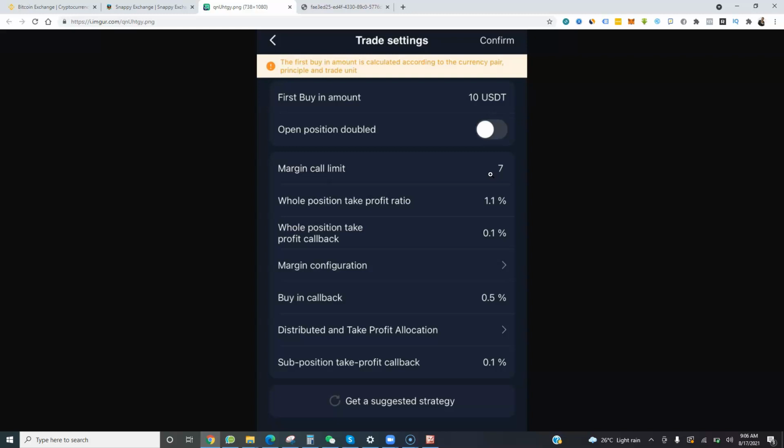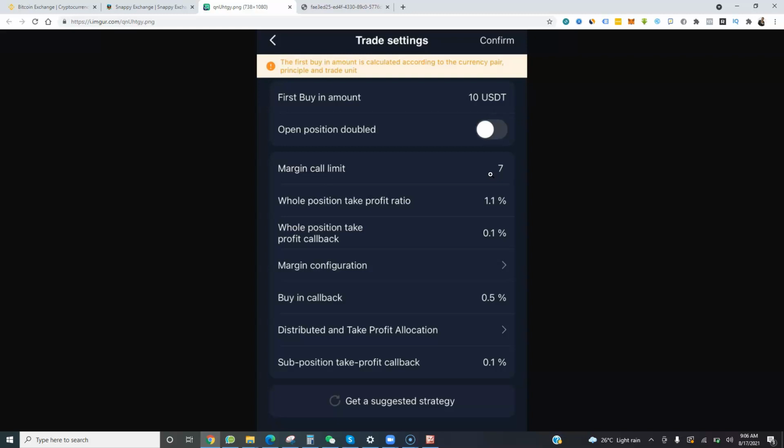Margin call limit to 3. Okay. And all position take profit ratio. It's when you want to take profit. Once the market goes up like 1%, you instruct the software, the bot, to take profit. That means this place will be 1.1. Okay, 1.1. All position take profit, this 0.1. Margin configuration. Buy in callback 0.5, and sub position take profit 0.1.